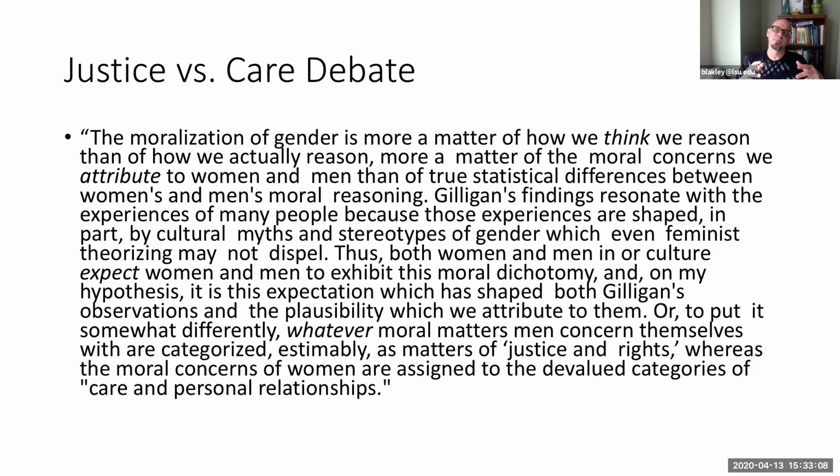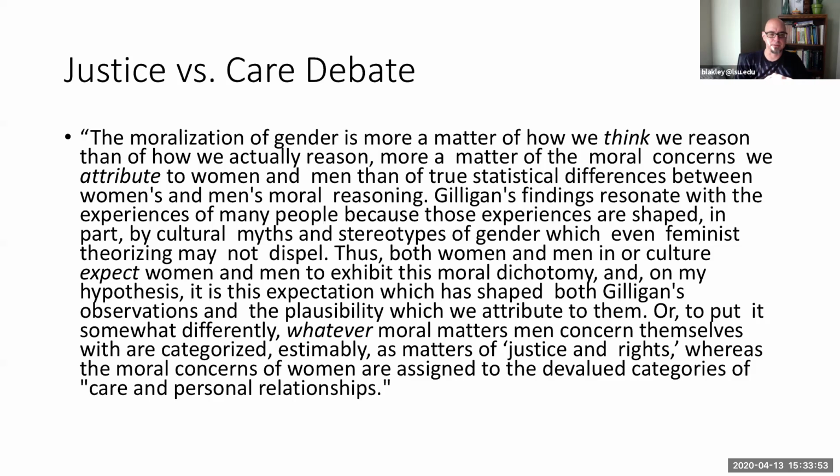So earlier in the semester, I mentioned the situation of subjection to virtue ethics, where we make the fundamental attribution error. We attribute the person's behavior to a stable character trait rather than thinking about the social circumstances that really led them to behave in that way. It's a similar thing going on here with regard to gender and morality. So Gilligan's findings resonate with the experience of many people because those experiences are shaped in part by cultural myths and stereotypes of gender, which even feminist theorizing may not dispel. Thus, both women and men in our culture expect women and men to exhibit this moral dichotomy, justice versus care.